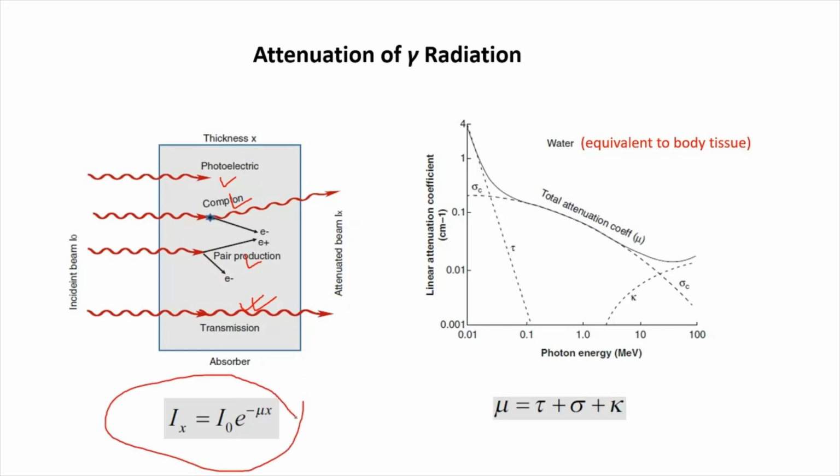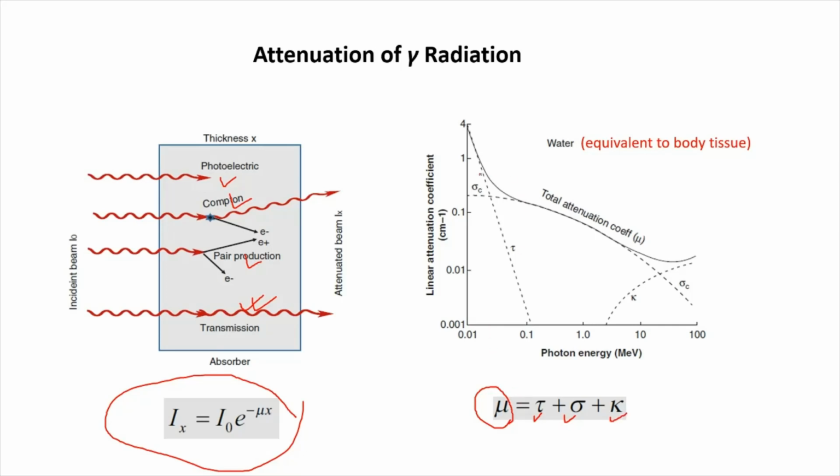And how much intensity you are getting over here will be defined by this formula: Ix equal to I naught times e to the power minus mu x, and that's the relationship, as in the graph between the linear attenuation coefficient versus photon energy. And this linear attenuation coefficient depends on three parameters. It depends on the photoelectric coefficient, the Compton coefficient, and also the pair production coefficient.